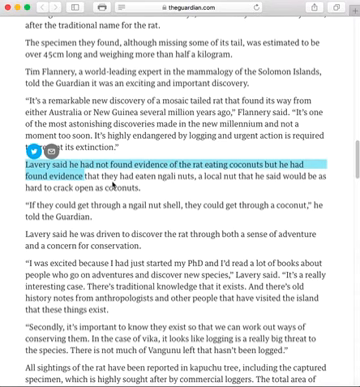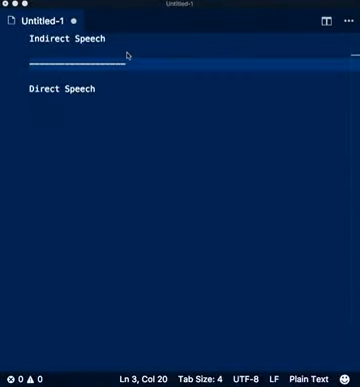Okay, in the next paragraph, we have Lavery's exact words. "If they could get through a Nagali nutshell, they could get through a coconut," he told the Guardian. Those are his exact words. So we switch in this article to keep it interesting. We've got direct speech, indirect speech, direct speech, indirect speech, direct speech. You get the idea. Okay, it keeps it interesting. So that gives us some kind of idea as to some more information that we can put into our write-up.